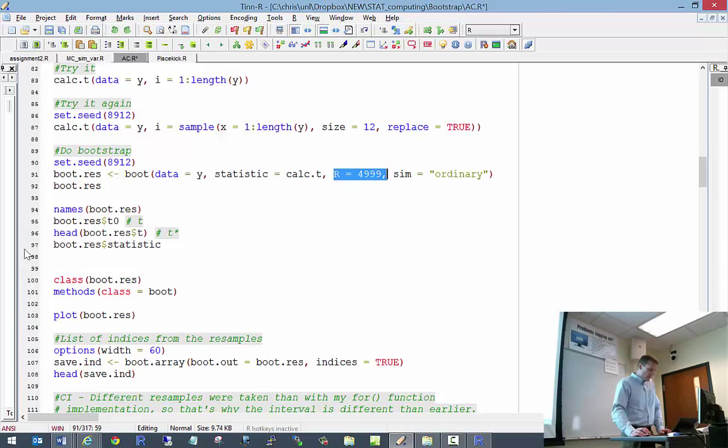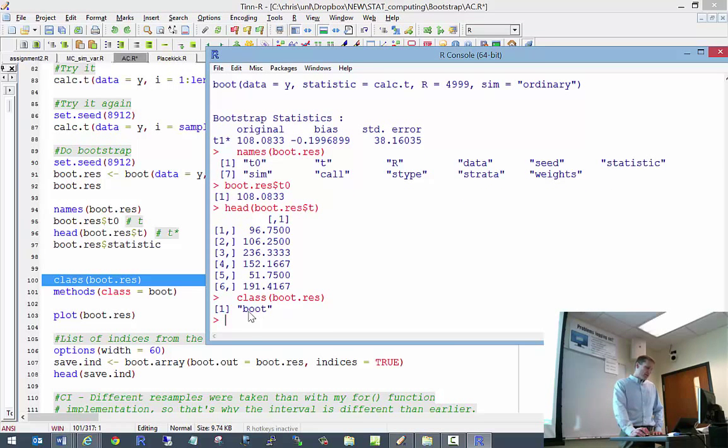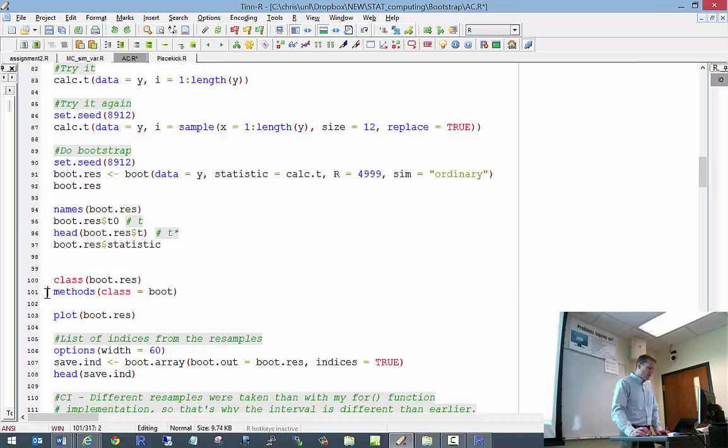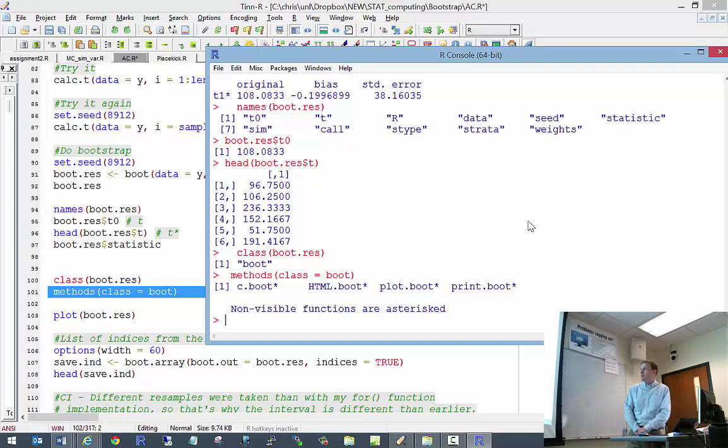Also, based upon what we learned in our background check, one of the first things you should do is run the class function on boot.res, so that you learn that the class of an object coming from the boot function happens to be boot. And if I want to see the method functions associated with a class of boot, then I just say methods, class equals boot. So there's not a whole lot there.